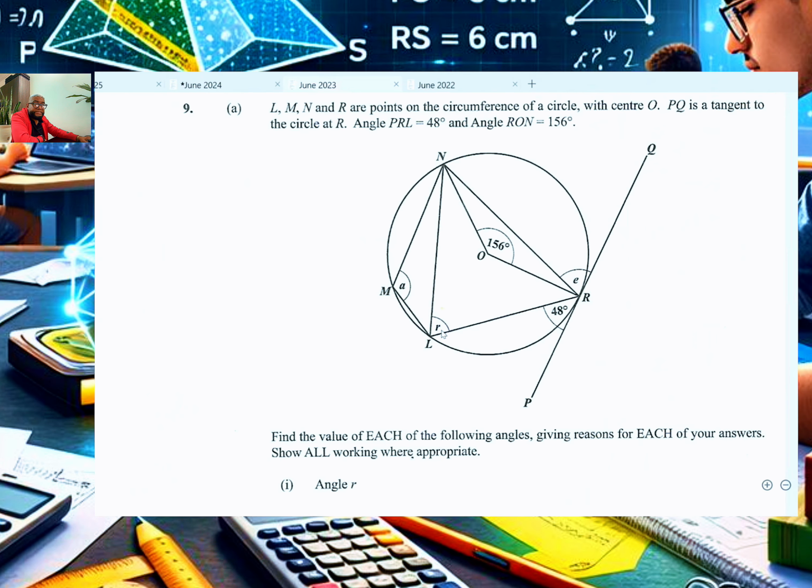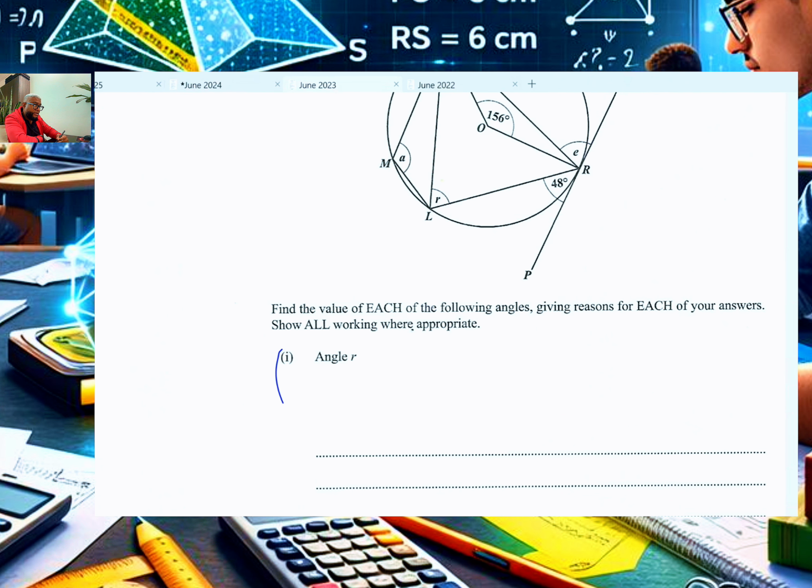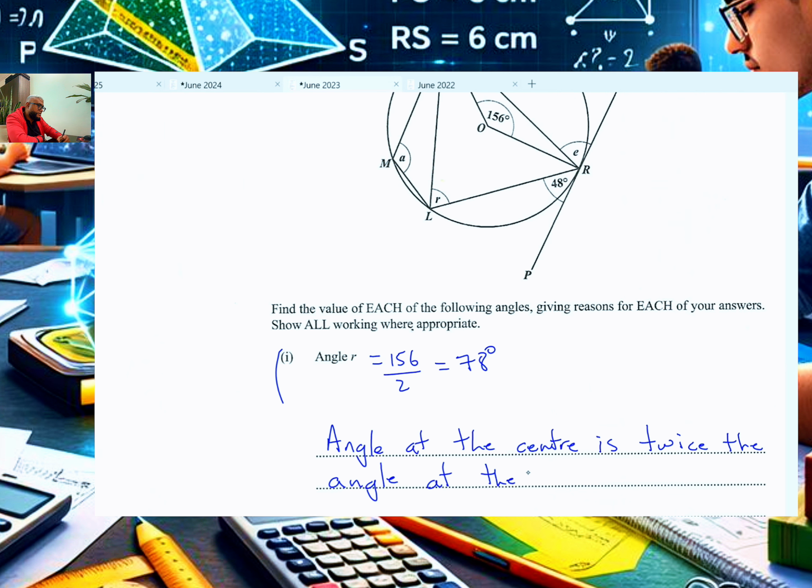So angle R is here. Okay? That theorem would be: angle at the center is twice the angle at the circumference. So let's put the working there and write the reason. So this will be equal to 156 divided by 2. What is that? 78 degrees. The reason will be angle at the center is twice the angle at the circumference.